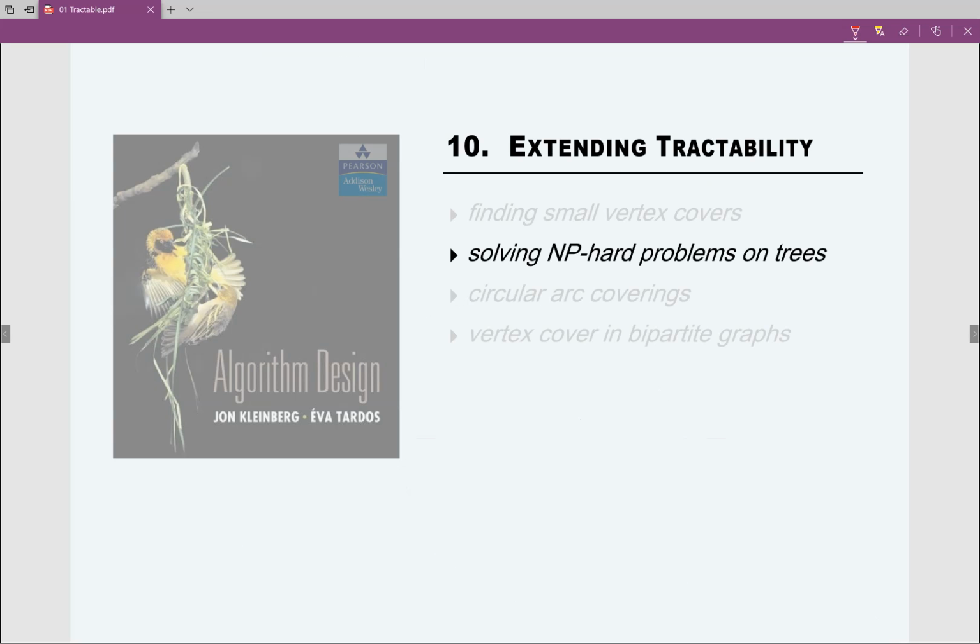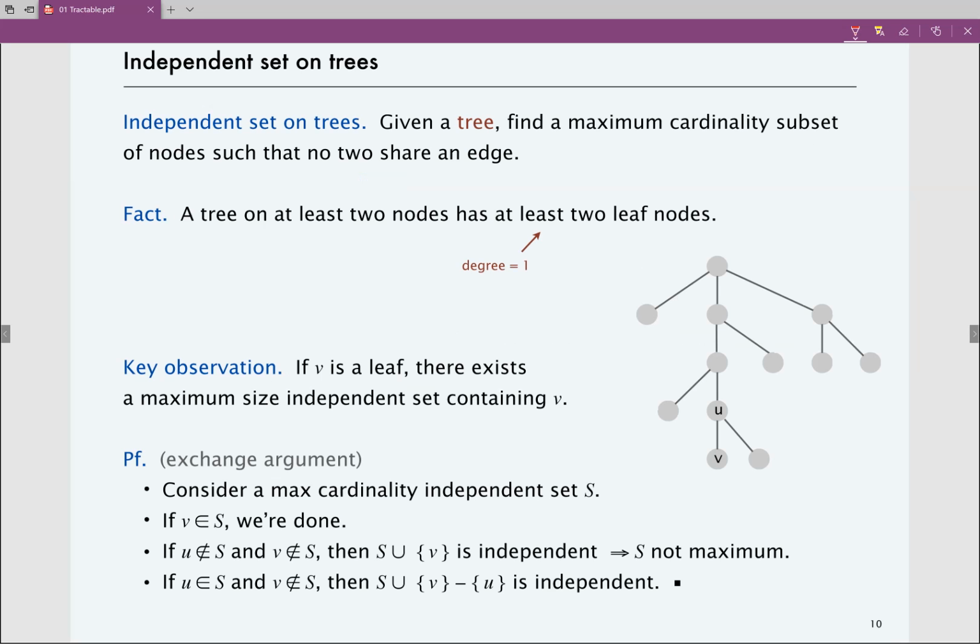For the next problem, we're going to look at how to solve certain NP-hard problems on trees. The problem we're going to focus on initially is called independent set. Independent set is again a graph problem, and we're trying to find a subset of nodes which are independent. A set of nodes is independent if for any edge we do not include both endpoints of the edge.